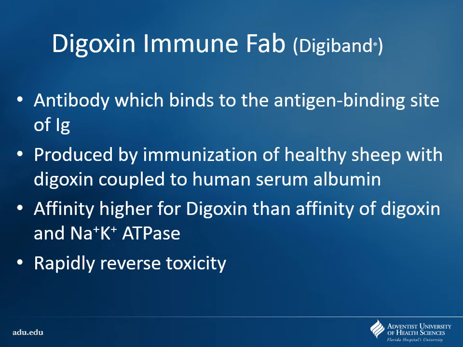If the levels are too high, how can I reverse this effect? We have an antibody for it, and this is called digoxin immune Fab, or Digibind. We'll give this, and it's an antibody designed to bind up the digoxin, and then you just clear it through the kidneys. Very effective, very rapid reversal of these effects here.